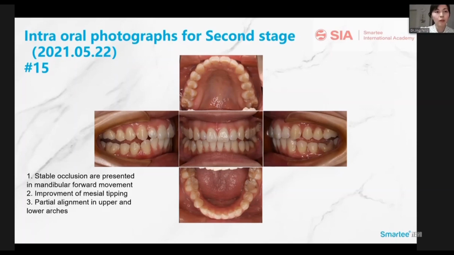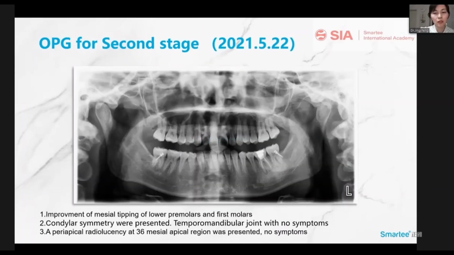Yeah, from the OPG, you can see clearly the MIA in the lower arch to assist us to upright the molars and retract the frontal teeth and give good control of the inclination of the lower incisors.